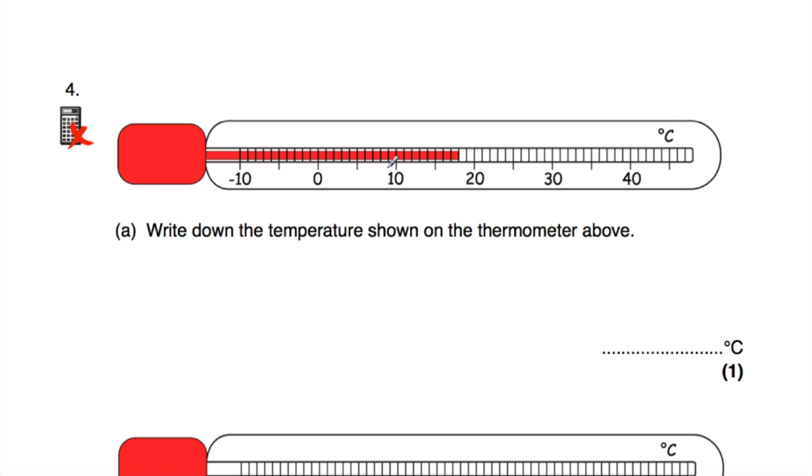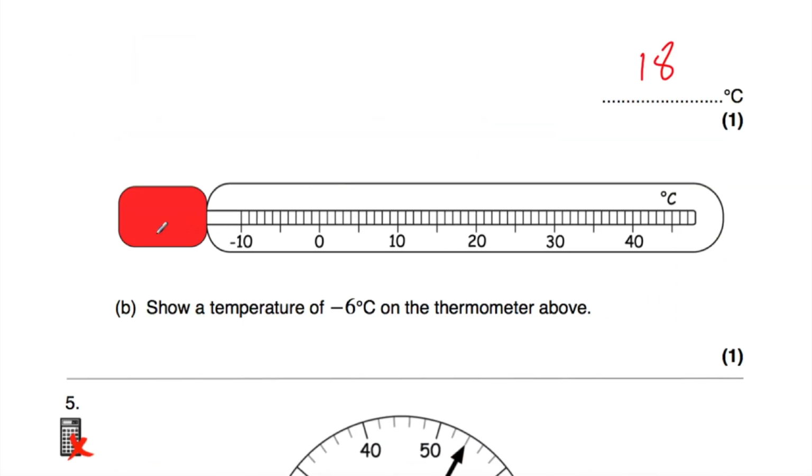So here we've got 0 and 10. So is it 1? So 1, 2, 3, 4, 5, 6, 7, 8, 9, 10. Yeah, it's 1 each time. So that means in the middle will be 15, 16, 17, 18. So that's 18 degrees Celsius. Okay, so let's have a look at our next part, part B.